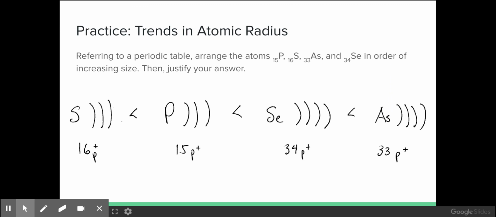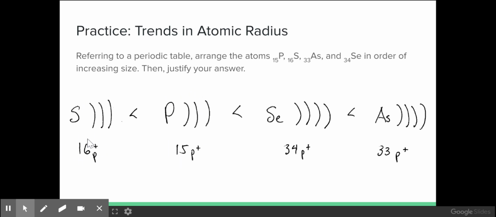I draw these pictures to help me prioritize. Well, first, the number of energy levels. Well, why did I draw 3 for these 2 elements? They're in period 3. Period 3 elements have 3 energy levels of electrons. These two elements were in period 4, so I drew 4 energy levels, and that makes these two elements obviously bigger than these two. The tiebreaker is, well, between these two elements, sulfur has 16 protons while phosphorus has 15.